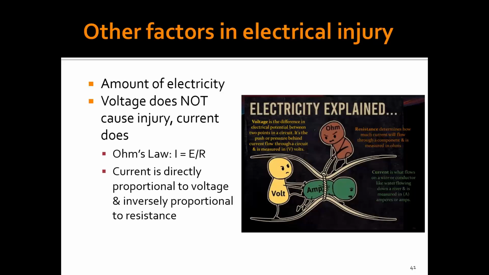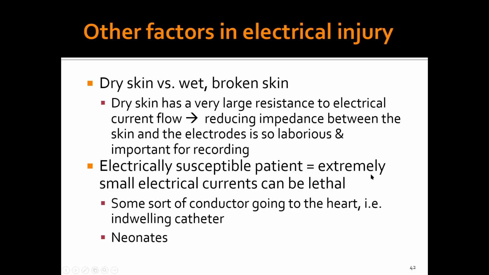What I did was I pulled in a copy of the slide from your electrical theory lecture, just to remind you of the differences in voltage, current, and resistance. So another factor in electrical injury is that it's not the amount of electricity, and it's not the voltage that can cause the harm, it's the current. And current is directly proportional to voltage and inversely proportional to resistance. So remember, voltage is what is pushing current through. Resistance is what is preventing it from going through. Make sense?